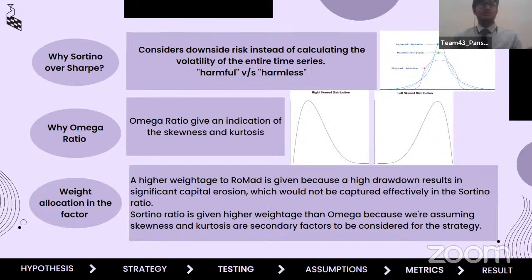Now, omega ratio is another ratio which we have used. It is a measure which captures the skewness and kurtosis of the time series of returns, which is not indicated by most of the other ratios. So ideally, we would like our strategy to have a low kurtosis and positive skewness.